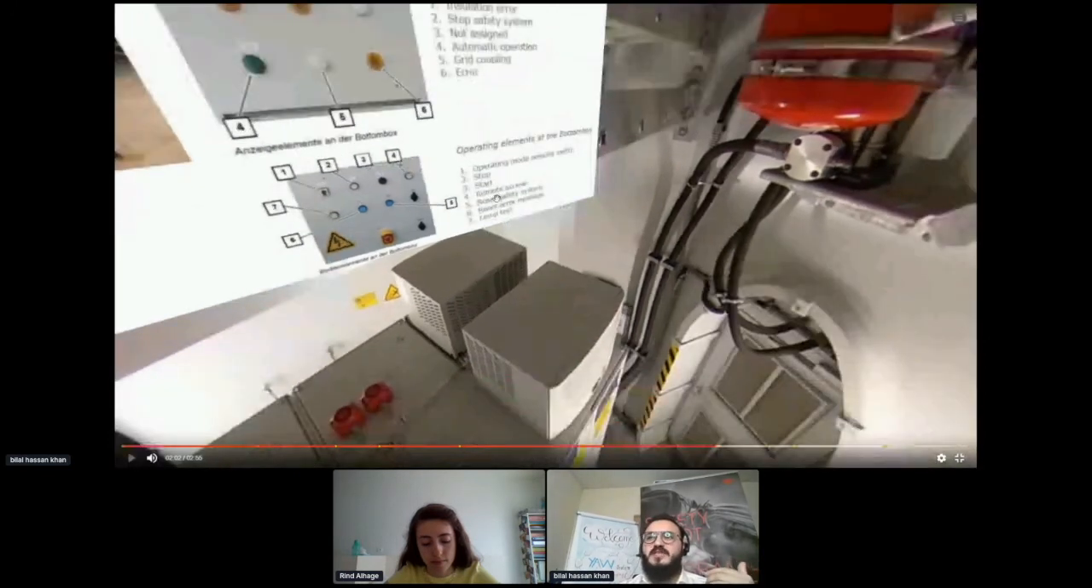Also, we have some switches here which help us to make a turbine local or remote. We can also start turbines with small buttons. We can reset the turbines as well. And we have a small emergency switch here. When we press this switch, the turbine completely shuts down.